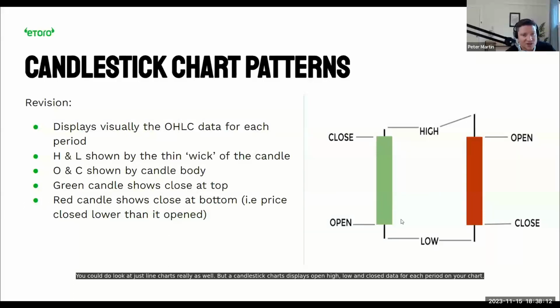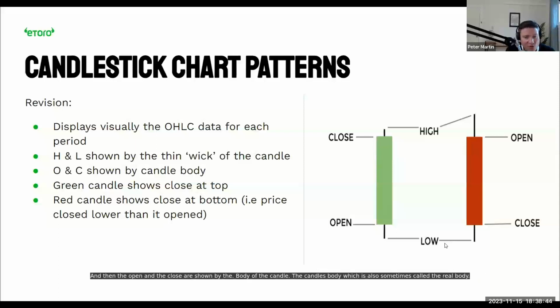But a candlestick chart displays open, high, low, and close data for each period on your chart. The high and the low are shown by the wick of the candle, which is sometimes also called the shadow of the candlestick. So the upper wick shows you the high of the day. And then the lower wick or lower shadow would show you the low of the day, these thin lines that represent the extreme range of the period.